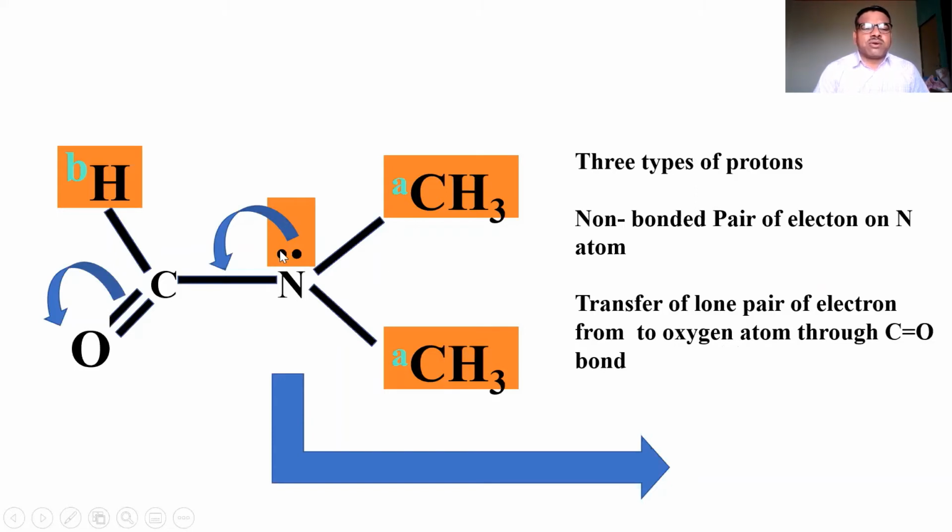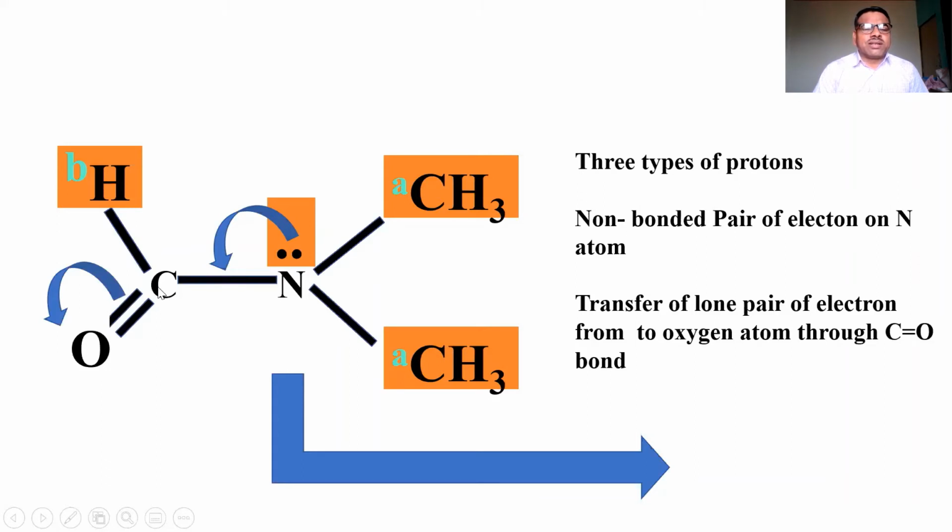Nitrogen to carbonyl group means it is transferred to the oxygen atom. So how is it transferring? The lone pair is transferring like this. I am showing it with the help of an arrow. You can observe very well here. And ultimately, carbon and nitrogen develop a double bond. So again, you will have a pi bond and a sigma bond.